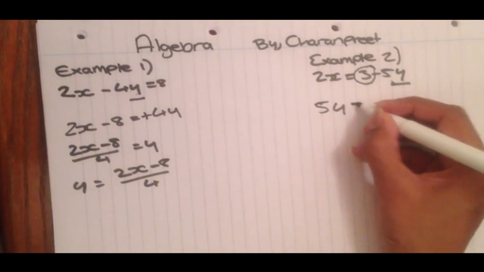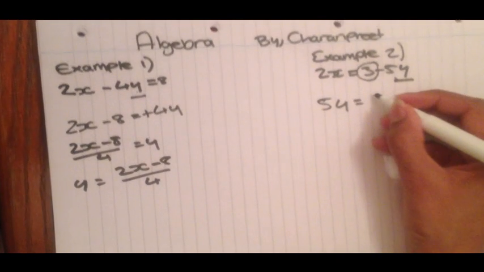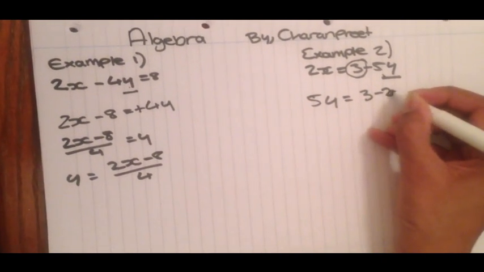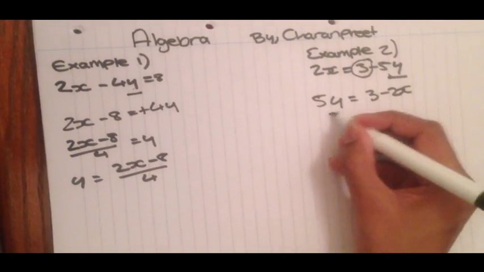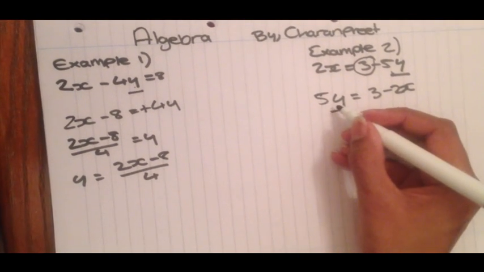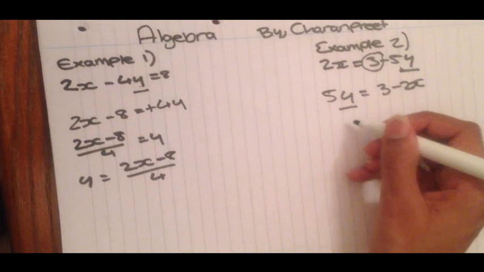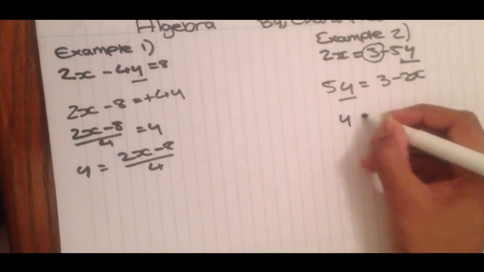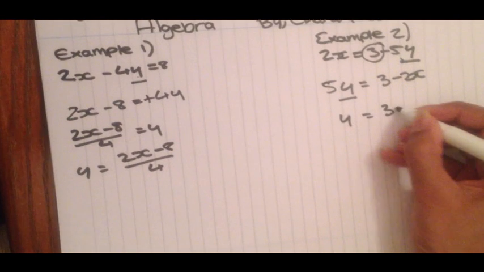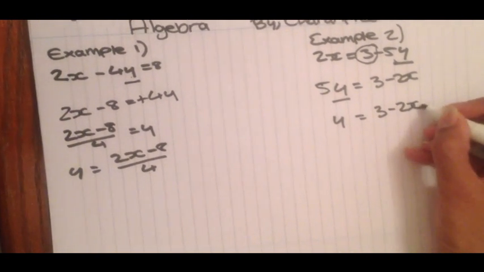That's just rearranging the equation, leaving 3 minus 2x. In order to get y on its own, as I mentioned earlier, 5y is, in other words, 5 times y. Therefore, y equals 3 minus 2x divided by 5.